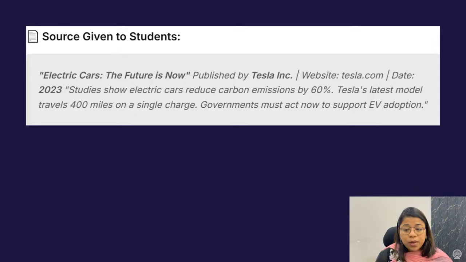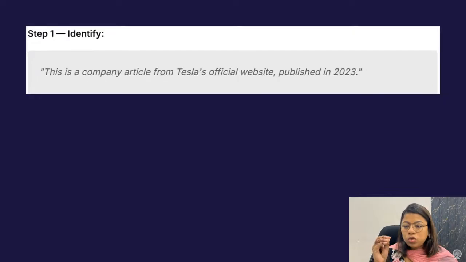Date published is 2023. We are sitting in 2026. There might be more innovations that could have happened by now, which can challenge this model of Tesla that they have talked about. And "government must act now to support EV adoption", a very vague statement is given over here. So let me pick the strongest identification. That is, this is a company's article from Tesla's official website, published in 2023.